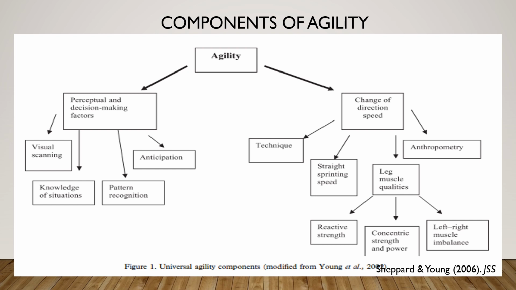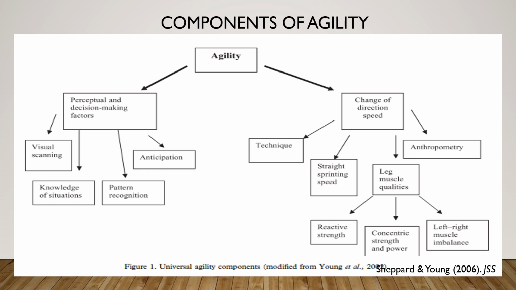As I've said, agility is a combination of both change of direction speed, but also the inclusion of some form of perceptual decision-making factors. And there are a number of subcomponents that all interact to inform our ability to change direction in response to some form of stimulus. So I'm just going to look at some of the different components that make up agility. From our perceptual and decision-making factors, we have visual scanning, so understanding and responding to the visual cues from a player or the movement of the ball, for example.